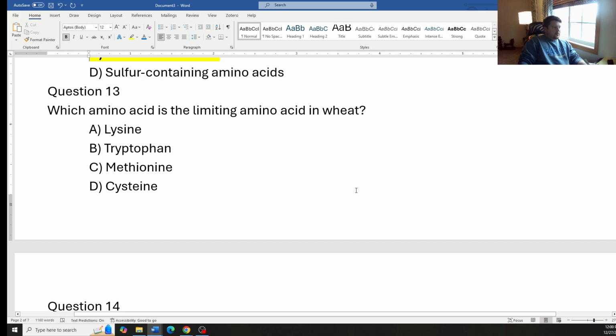Question 13. Which amino acid is the limiting amino acid in wheat? Lysine, tryptophan, methionine, or cysteine? Again, this comes from that specific table in that amino acid section. Questions don't often come from here, except for an exception to talking about eggs. In this case, lysine is the amino acid that we see is the limiting amino acid from wheat.